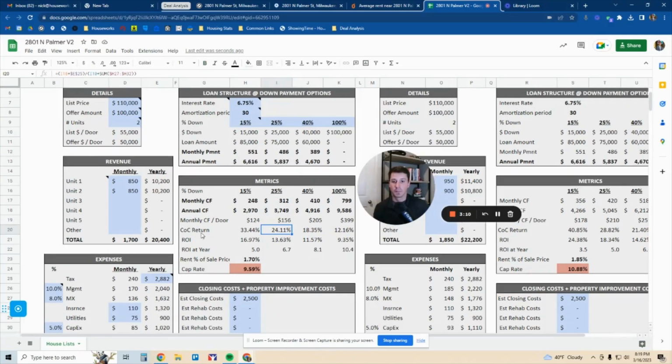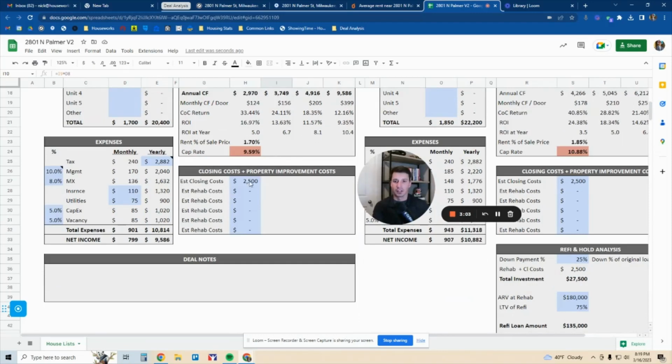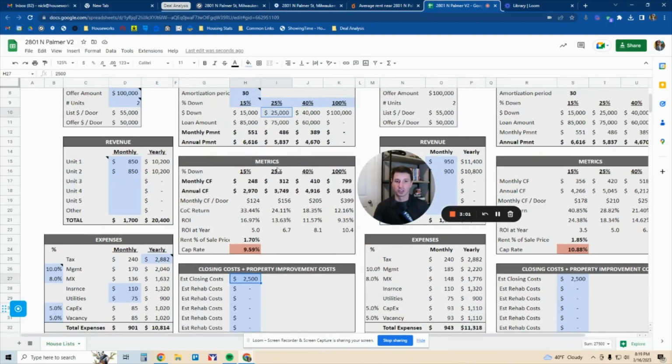Cash on cash return, this is going to be the most equivalent to if you were to take, in this case, you're doing about $25,000 down and $2,500 worth of closing costs. So you're looking at, if we did 25% down, you're spending about $27,500 all in on this investment as it sits right now. This cash on cash return number is saying if we put that $27,000 into the stock market and we get a 24.11% return, or we can invest this in real estate at a 25% down to receive the same 24.11% return.